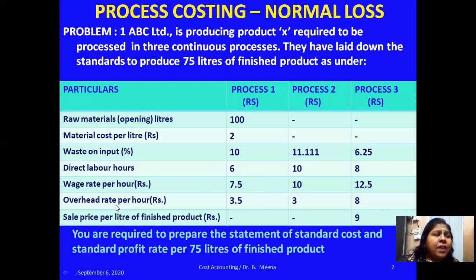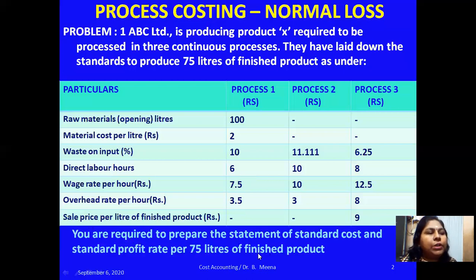Again, they mention they are going to charge 3.5 for each hour as per process 1. So how to calculate the overhead charges for process 1? 3.5 is the rate per hour into how many hours for process 1? 6 hours. So 6 hours into 3.5. Okay. And the last information given is the sale price per liter for finished product. So we can make use of this information to calculate the profit at the end of the problem.